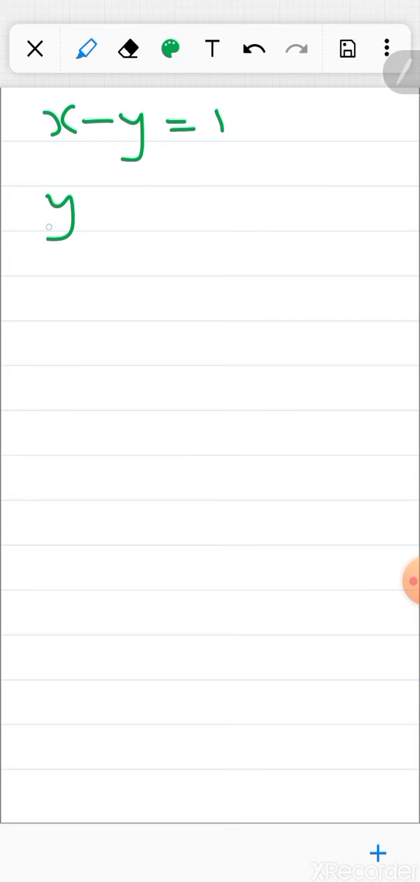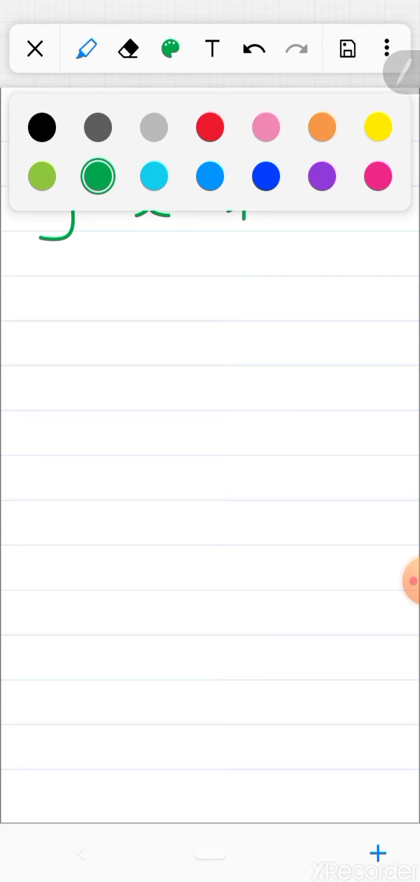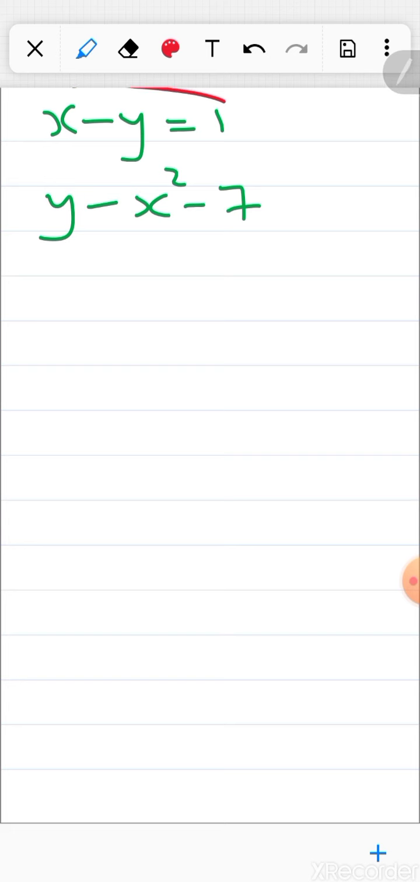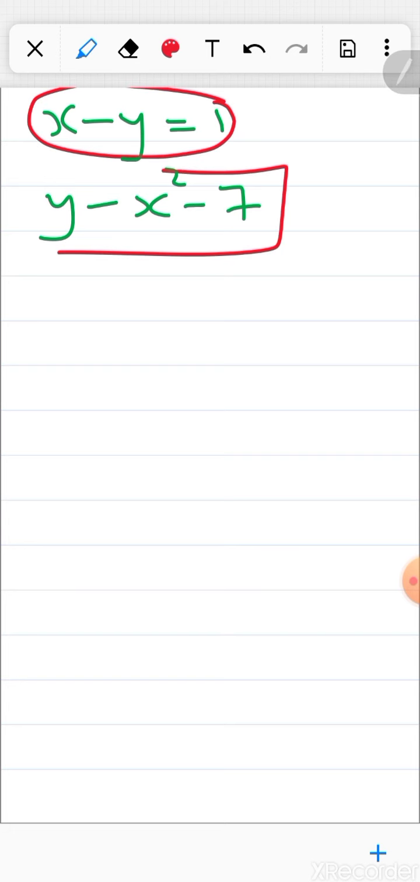So I'm going to try and do number 1. It says x minus y is equal to 1 and y equals x squared minus 7. In these two, the easiest way to do them is to substitute. I'm going to try and substitute either x. I need to substitute the linear equation into the quadratic equation.